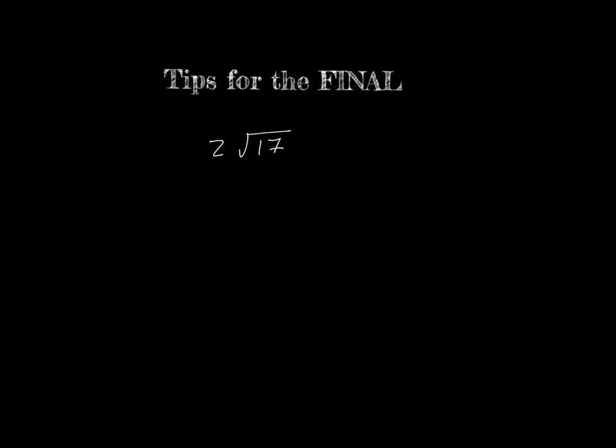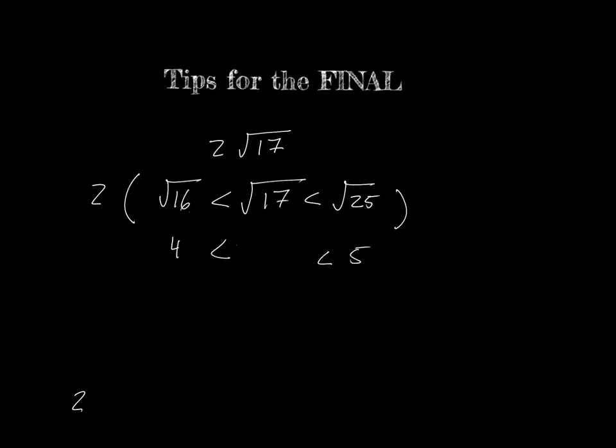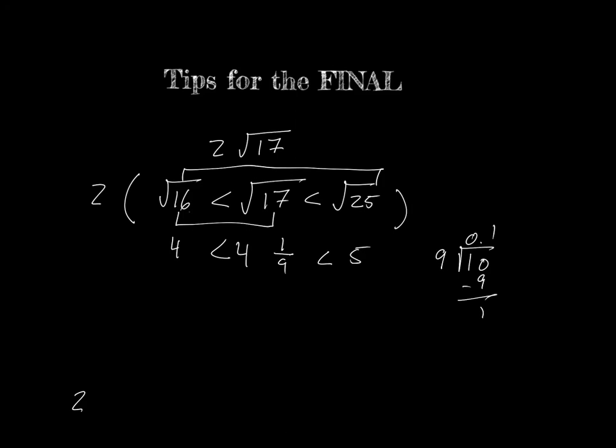Alright, so for this problem, we're going to solve for 2 times the square root of 17. So the first thing we need to do is find the square root of 17. To do that, we're going to follow the same process that we usually do. The two numbers above and below that are perfect squares are 16 and 25. Now let's focus only on finding the square root of 17. So we know that our answer is going to be somewhere between 4 and 5, and the difference between 16 and 17 is 1, and the difference between 16 and 25 is 9. So we use long division. Okay, so we know our answer is going to be 4.1, and we now are going to multiply 2 times 4.1, which gives us 8.2.